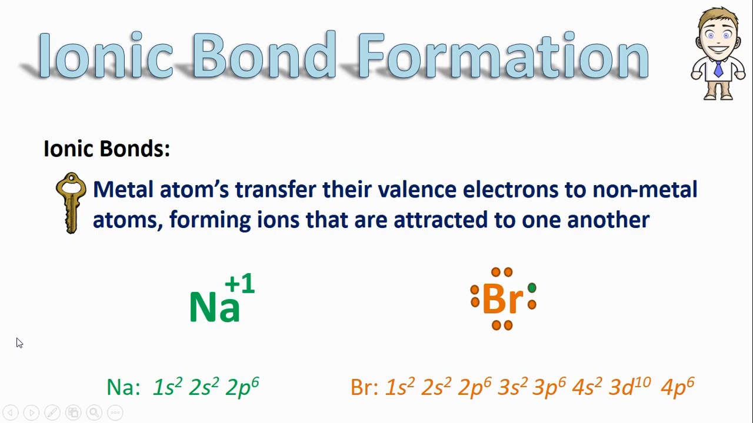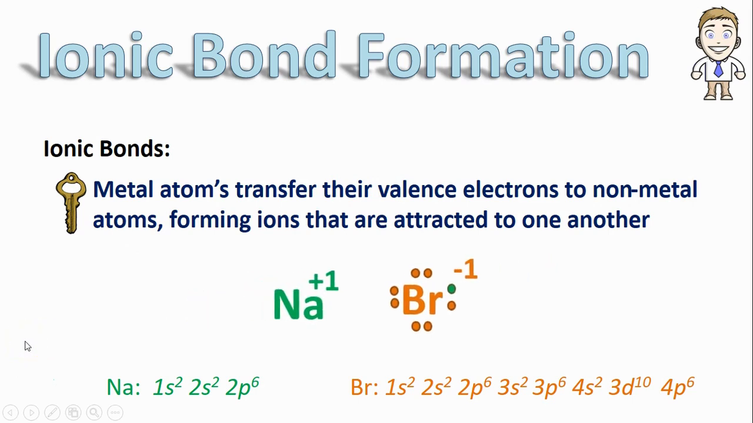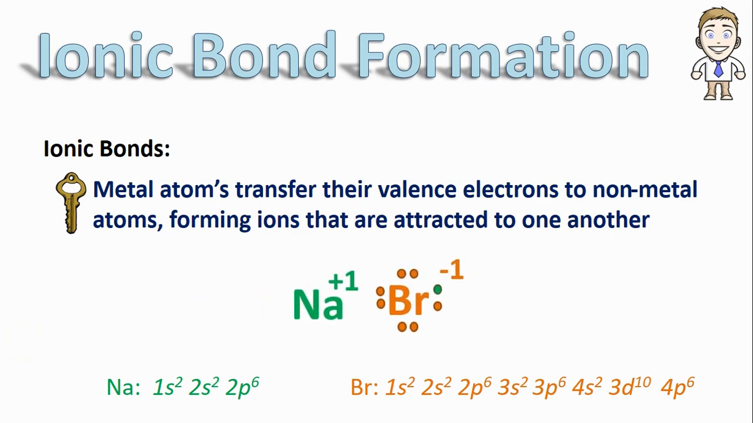Now once that transfer happens, there's some other things that take place that are also really important. First of all, the sodium becomes a +1 charge because it lost an electron. The bromine attains a -1 charge because it gained an electron, and now we've got two oppositely charged atoms that are near each other. So just like any oppositely charged particles, they're going to be attracted to one another.